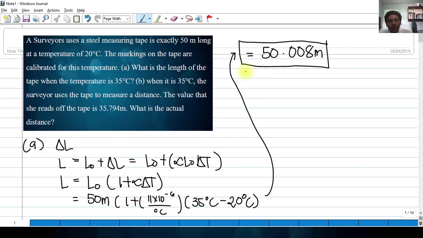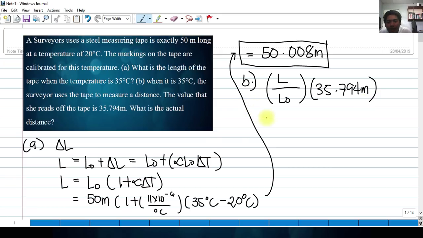So letter B, when it is 35 degrees Celsius, the surveyor uses the tape to measure at a distance. The value that she reads off the tape is 35.794 meters. Well, assuming that the user did not actually notice that there is a change in length, so what we are going to do is, the actual distance is basically L over L naught multiplied by the 35.794 measured value. Okay? The ratio.